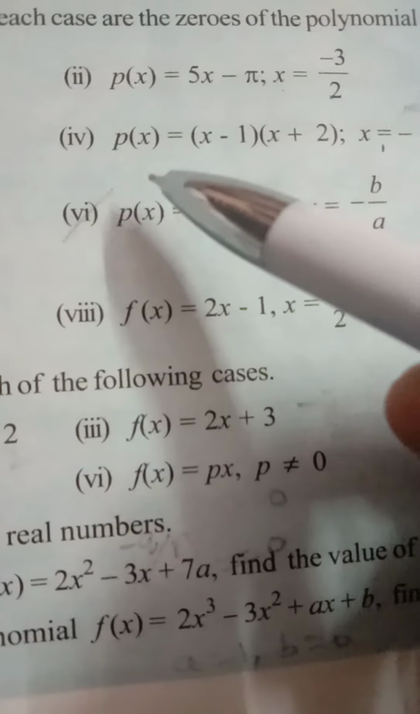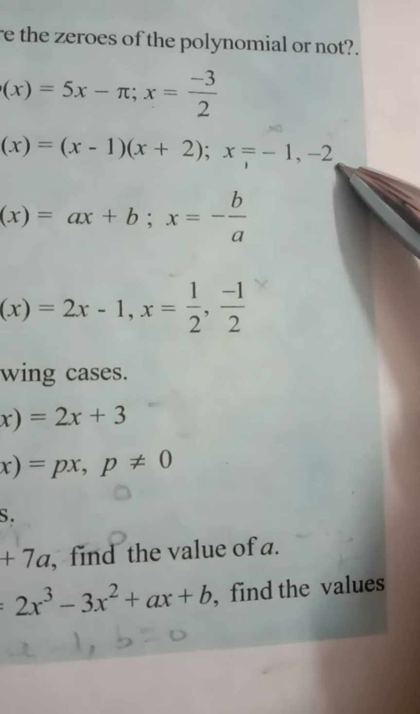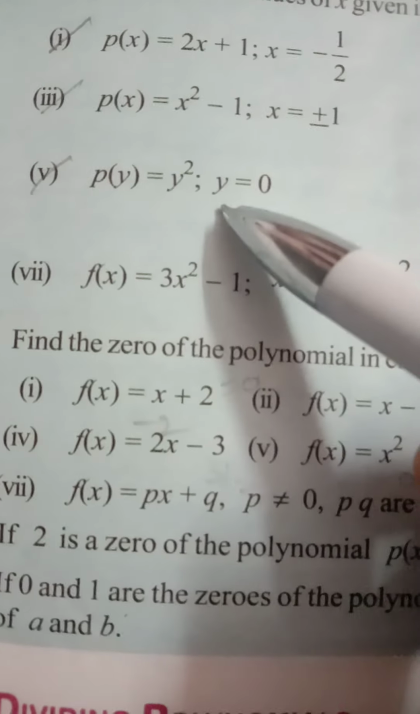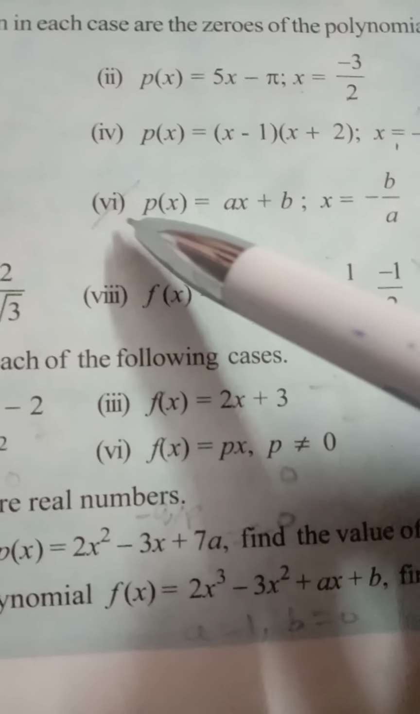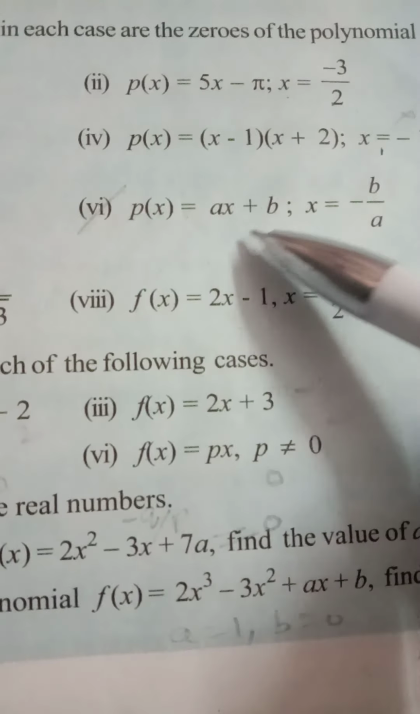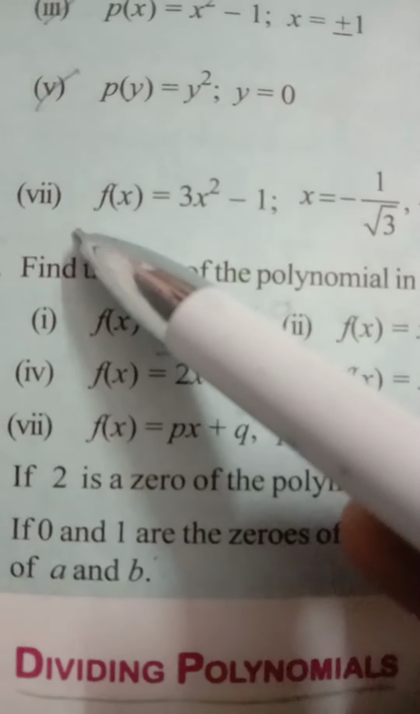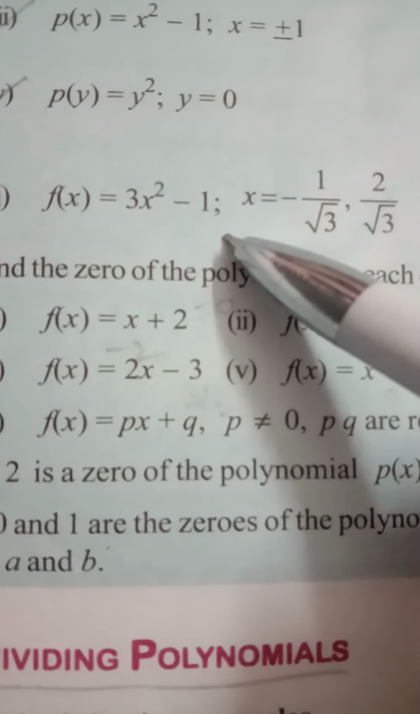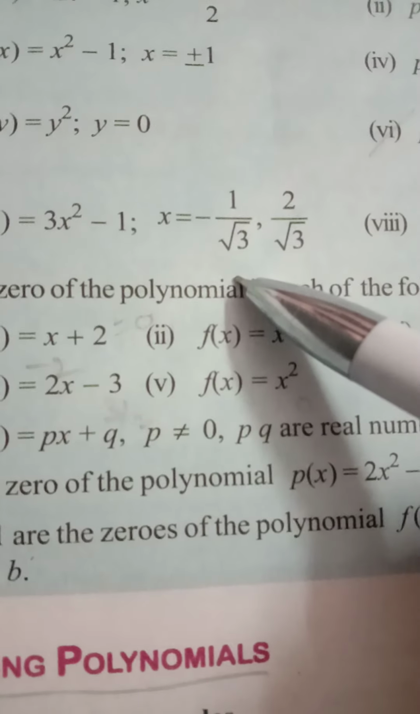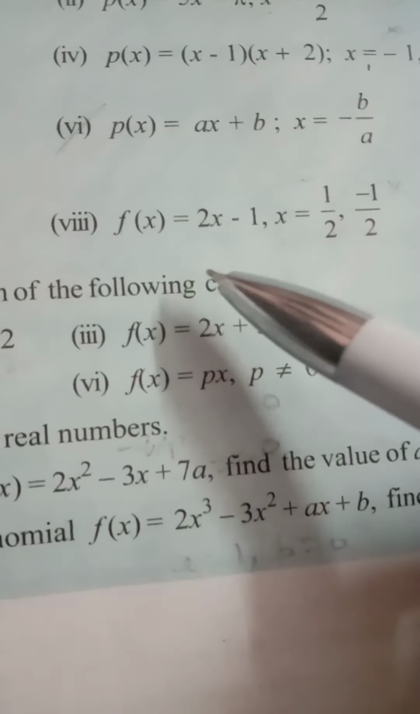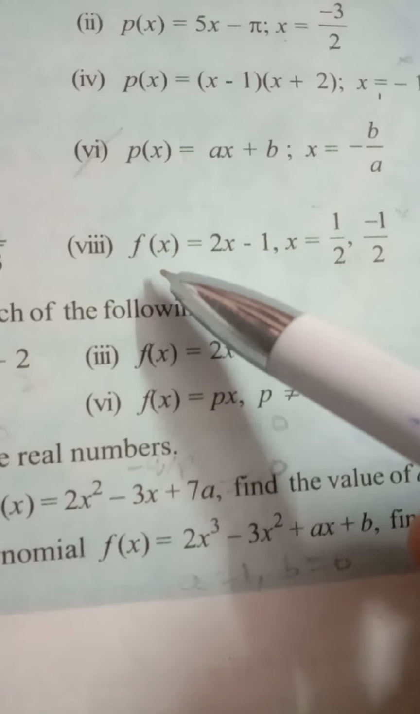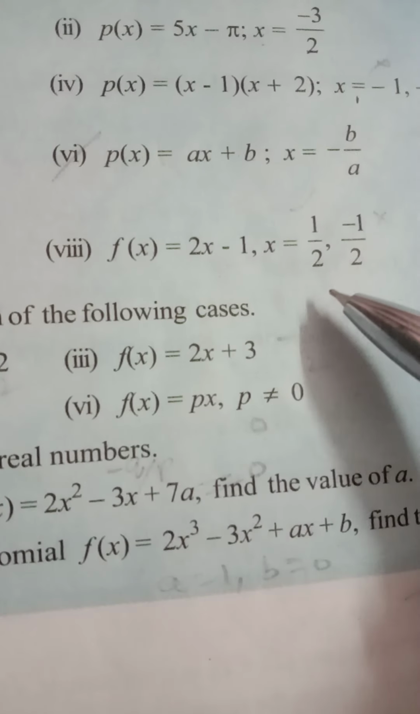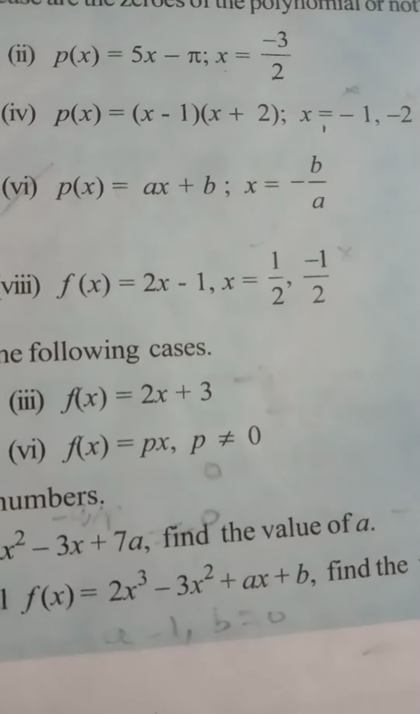Okay. Question number 4. P of x is equal to x minus 1 into x plus 2. X is equal to minus 1, minus 2. Question number 5. P of y is equal to y square. Y is equal to 0. Question number 6. P of x is equal to x plus b. X is equal to minus 3 by 8. Question number 7. P of x is equal to 3x square minus 1. X is equal to minus 1 by root 3, comma 2 by root 3. Question number 8. F of x is equal to 2x minus 1. X is equal to 1 by 2, comma minus 1 by 2.